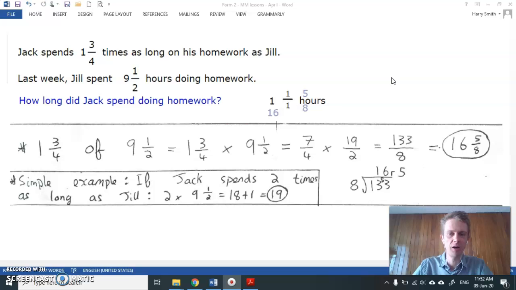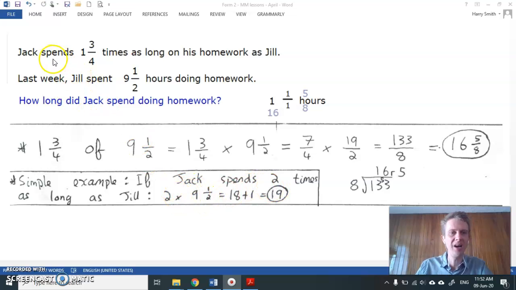Okay, this first one from the second page is tricky. I'm just going to look at a simple example first. If Jack spends 2 times as long as Jill, and we're told last week Jill spent 9.5 hours, we would do 2 times 9.5. 2 times 9 is 18, 2 times a half is 1, 18 plus 1 is 19. That would make sense if Jack spends 2 times as long. What we see there is that we multiply.